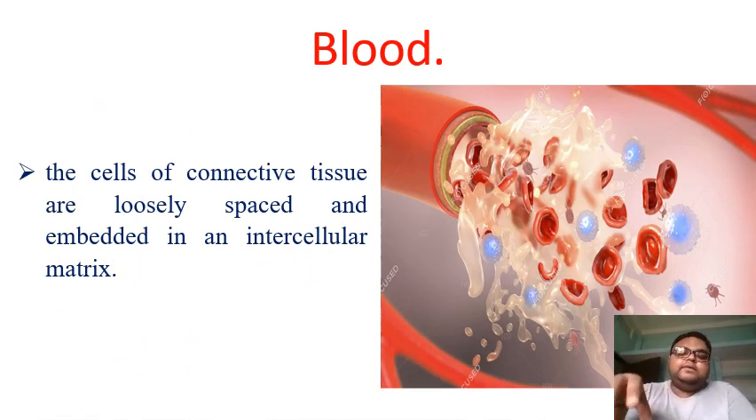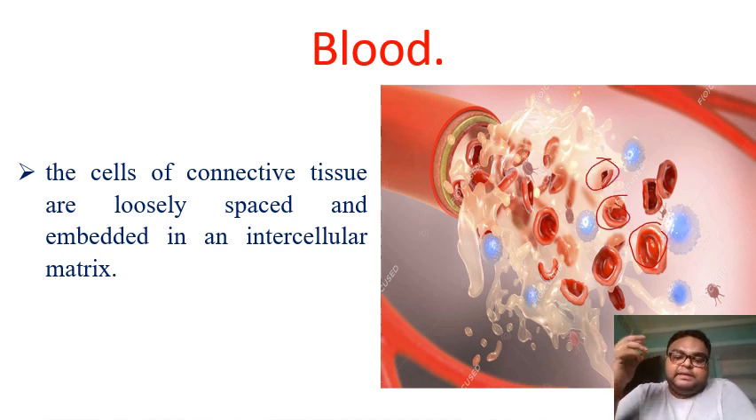So, okay, from this example of blood, what can we understand? We can understand that the cells of the connective tissue are loosely spaced, right? You can see one RBC is there, one RBC is there, one RBC is there. Now compare it with the epithelial tissue.